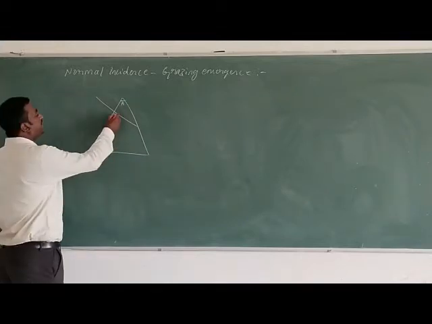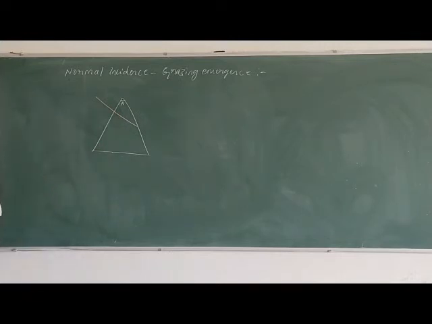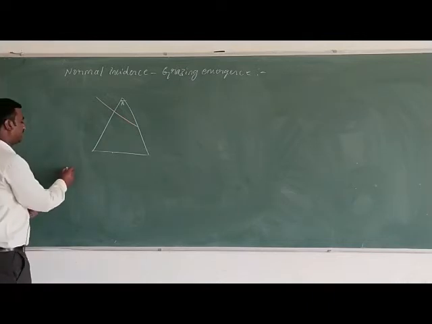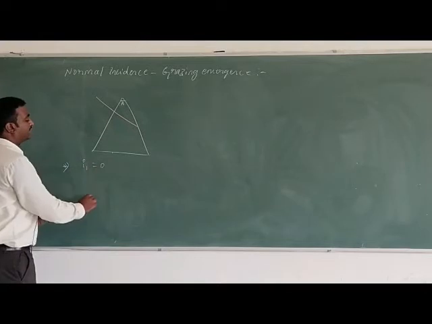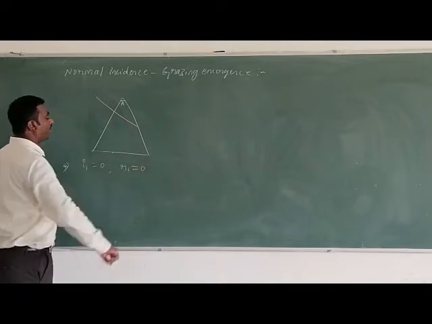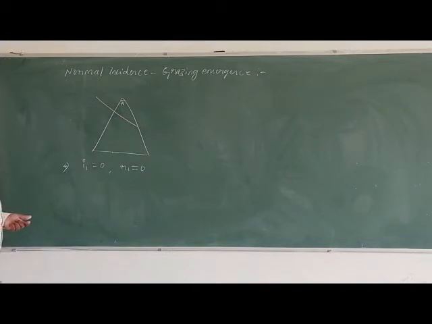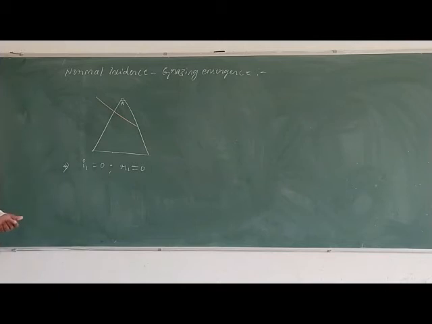When the light ray is incident normally at the first surface, what is the angle of incidence? So point number 1 here, I am writing I1 is equal to 0. Similarly, R1 is equal to 0. Why? Because for normal incidence, the angle of incidence and angle of refraction are equal to 0 at the first surface.